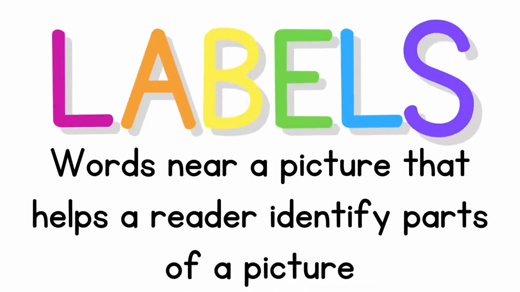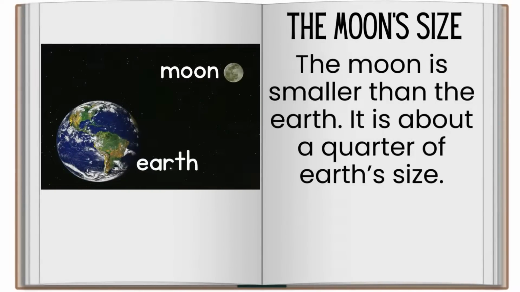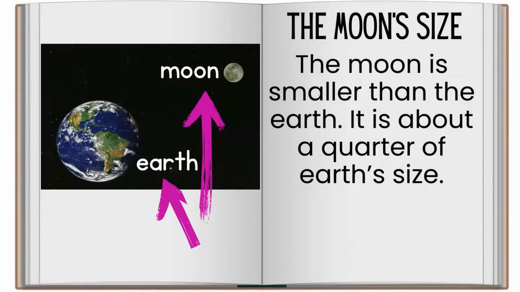Labels are another important text feature. These are words near a picture that help a reader identify parts of a picture. Can you find the labels here? Those white words Earth and Moon are labels in the picture. A lot of times there might even be an arrow next to the label too.